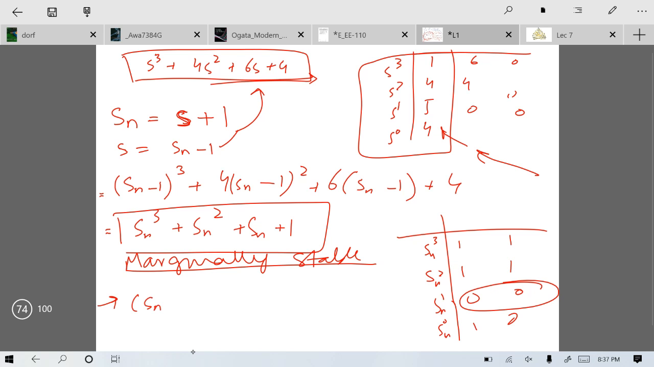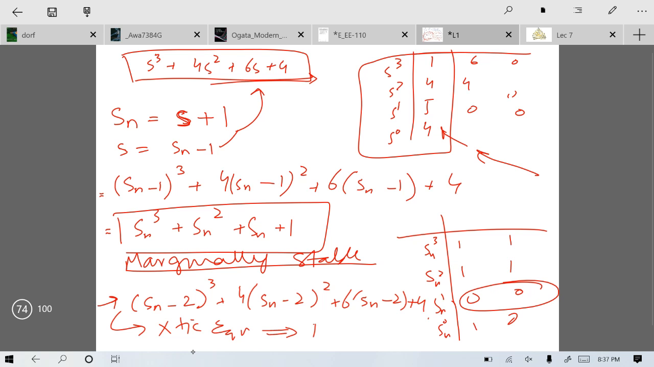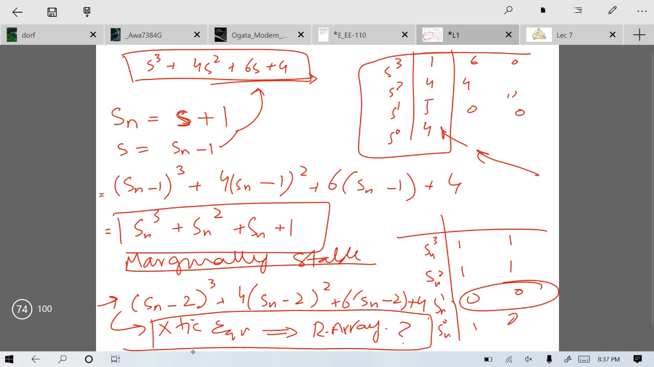For example, find (Sn minus 2) cubed plus 4 times (Sn minus 2) squared plus 6 times (Sn minus 2) plus 4. Find its characteristic equation and then the equivalent Routh array, and then see whether the system is unstable or not. The system should become unstable. The initial system was stable, shifted by one it became marginally stable, and now when shifted by two, it should become unstable. This is your exercise. Please do practice.